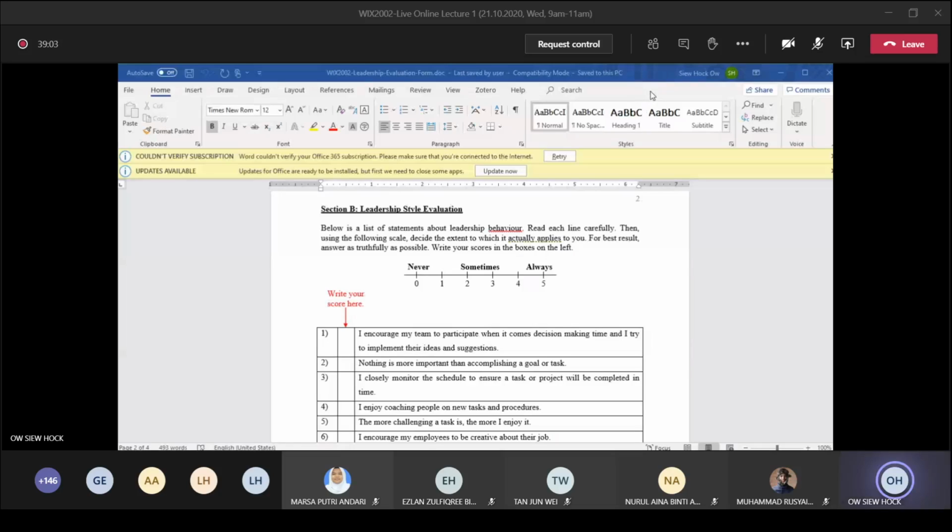The team leader from each tutorial group, just check with your team members whether they have finished, and then just report to me.